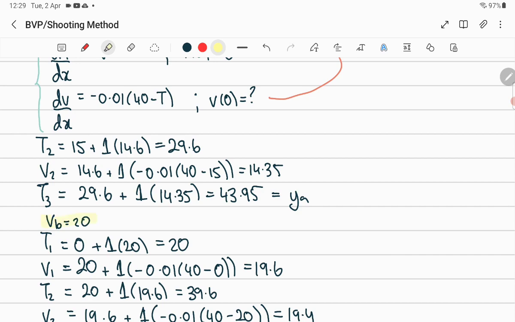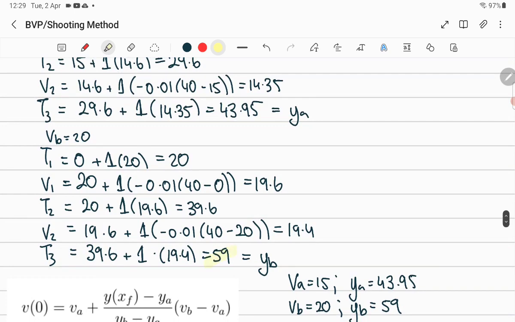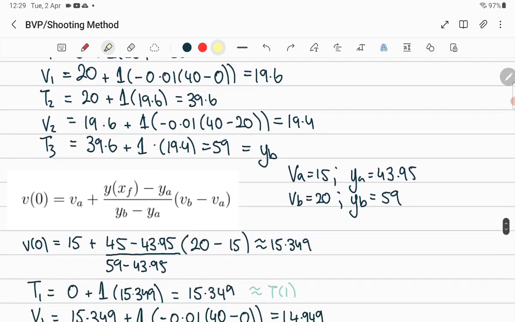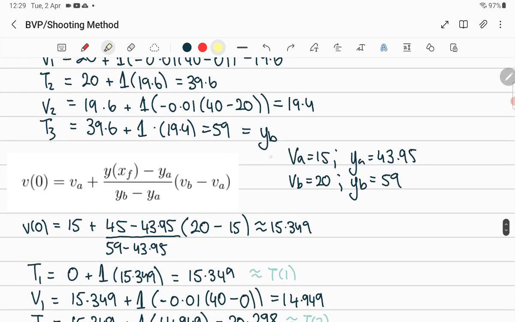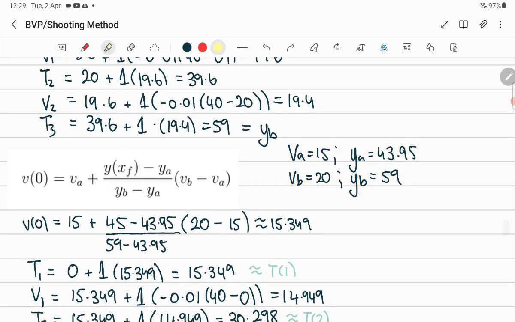We tried it with 20, and we ended up with 59. We're trying to hit 45, so that's an overshoot. So you have an undershoot and an overshoot. Doesn't matter if you have 2 unders, 2 overs. Again, here's the formula. Here was the first slope and our first shot. Second slope, second shot. Y of XF, what we're actually trying to hit, and out comes 15.349.